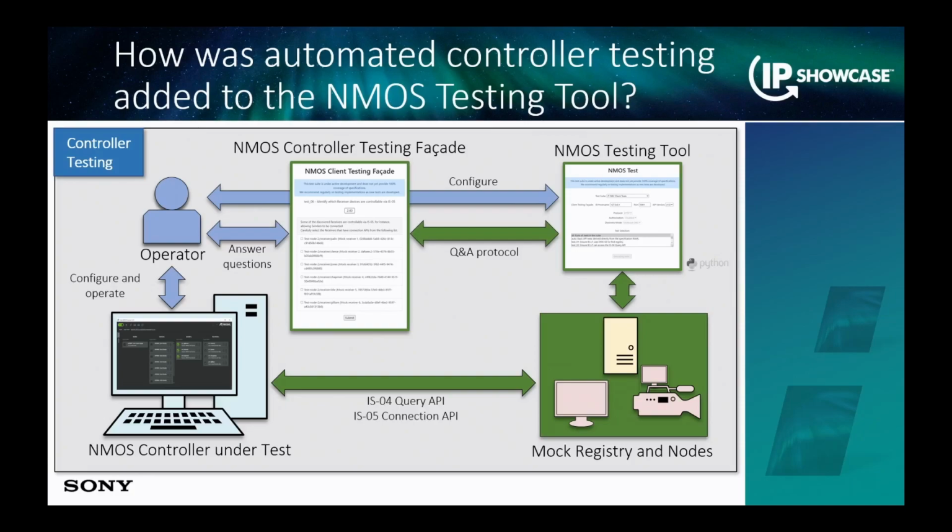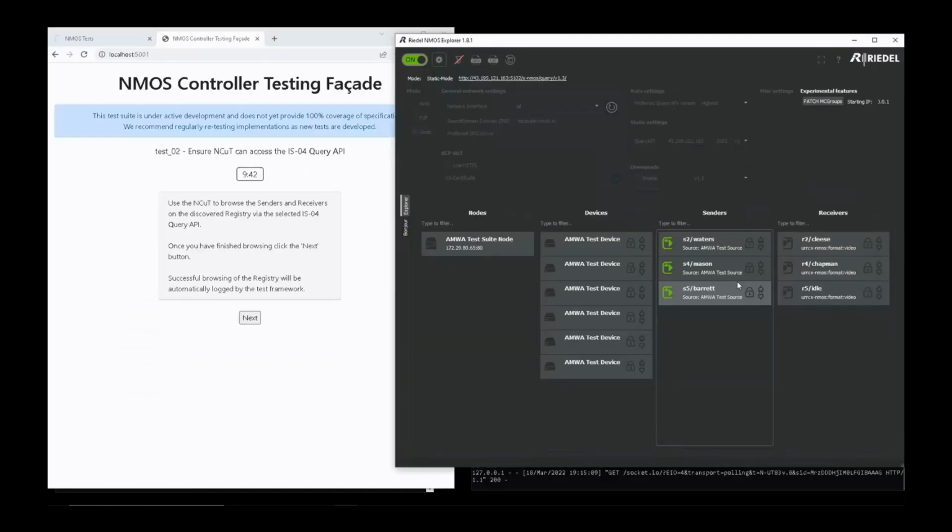So on the next slide, I'm going to show you a very brief demo of this. On the left, you'll see the NMOS controller testing facade. And on the right, you'll see Riedel's open source, or freeware, I should say, Riedel Explorer, which is a nice controller that you can download and use for free. We thought this was a good one to test the testing tool with because it's out there available for other people to use for free as well. So if I just go to the demo slide now.